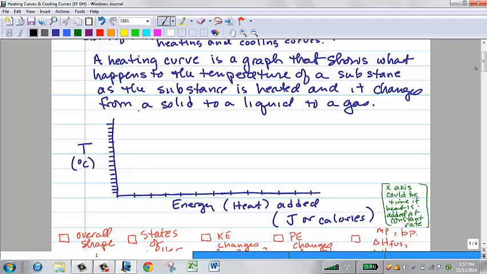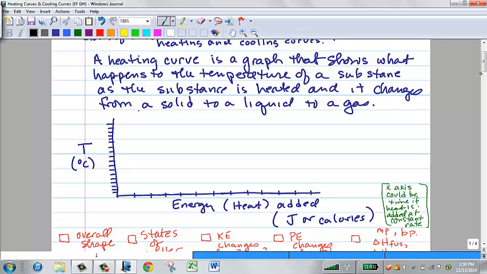If we knew that heat was being added to the substance at a constant rate, then we would be measuring time, 10 seconds, 20 seconds, 30 seconds, 40 seconds, instead of actually measuring how much energy, and that's easier. So as long as we knew that the energy was being added at a fixed constant rate, we could measure time instead of energy. Sometimes you'll see time on the x-axis.